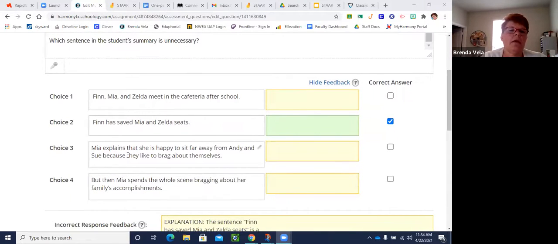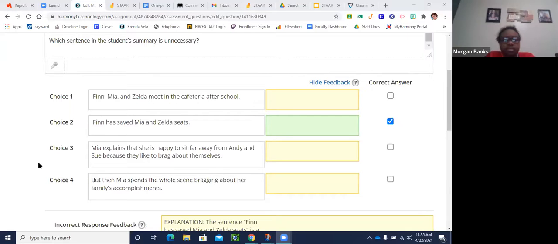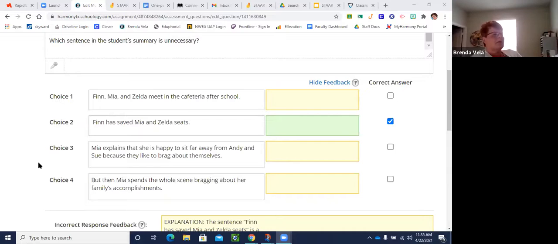If we look at 3, Maya explains that she is happy to sit far away from Andy and Sue because they like to brag about themselves. What part of the story would that be? Why is that one important to our story? It's the conflict. Good for you, Morgan. Thank you, Morgan. It is. It's the problem in the story. It's the conflict. You have to have a conflict.